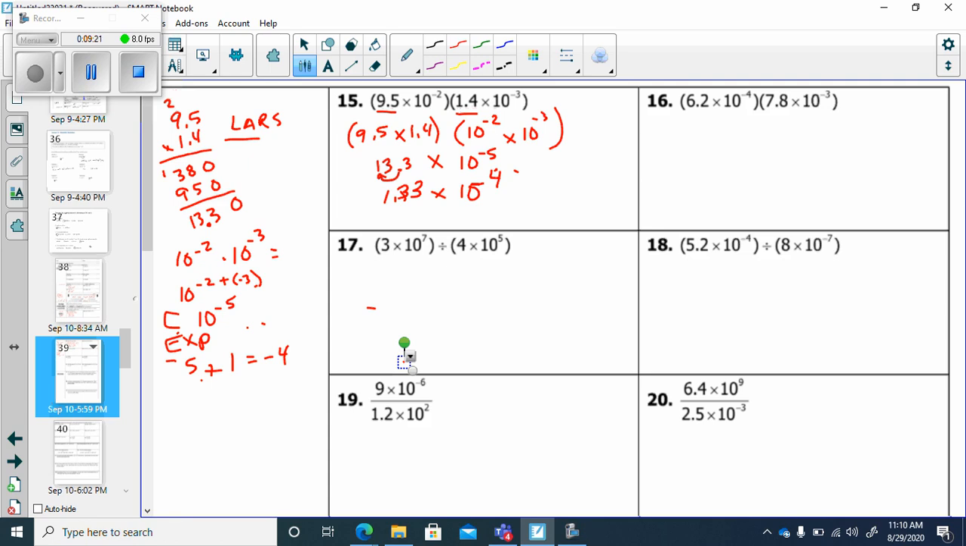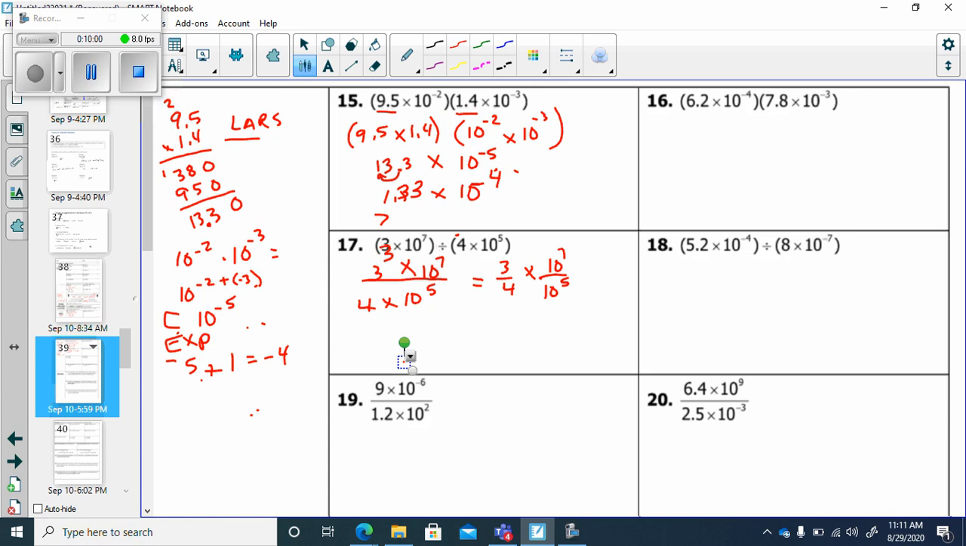Now let's look at number 17. This one is a division problem. 3 times 10 to the 7th divided by 4 times 10 to the 5th. Okay, let's separate these out. This gives me 3 over 4 times 10 to the 7th divided by 10 to the 5th.